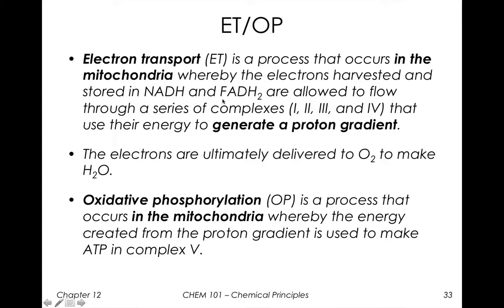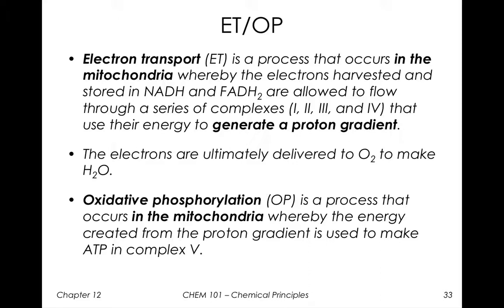So again, the electrons are flowing through a series of complexes. They're ultimately delivered to oxygen. Delivery of electrons to oxygen means that oxygen's reduced, so it makes water. And then again, oxidative phosphorylation is the process by which the energy from that proton gradient is used to make ATP.